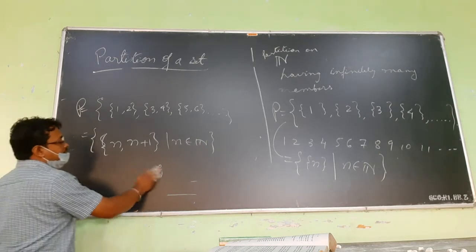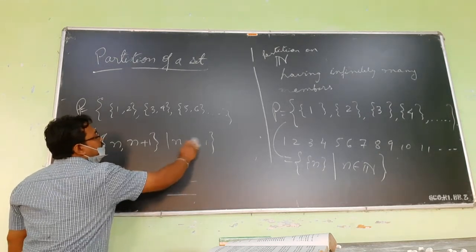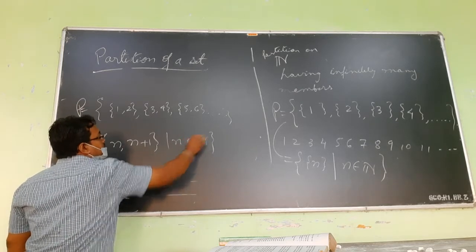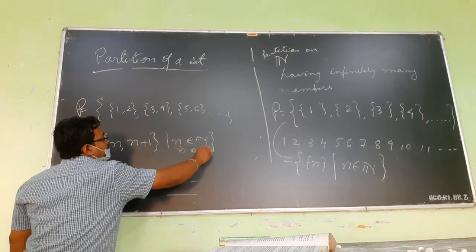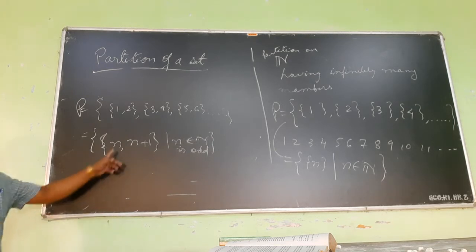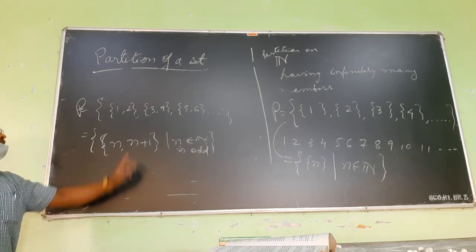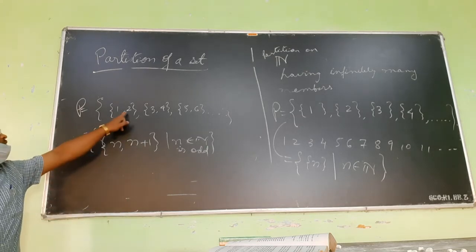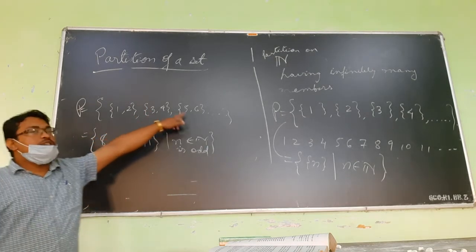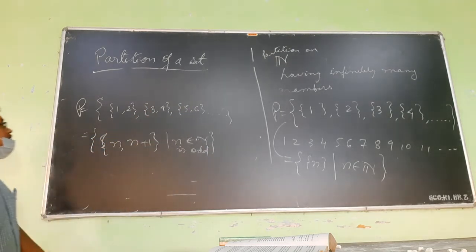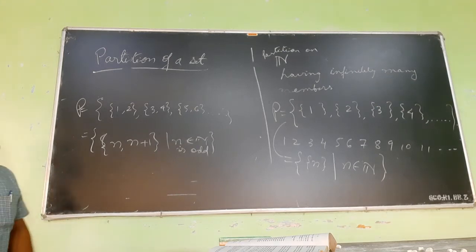So I have to correct it. So what do I have to take? n belongs to the natural numbers such that n is odd. Okay. If I take this, 1, 2, then 3, 4, and 5, 6. Okay. Similarly, you can take 1, 2, 3, 4, 5, 6. Okay. So many of them. Lots of partitions.